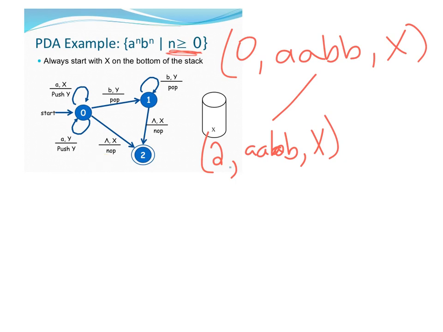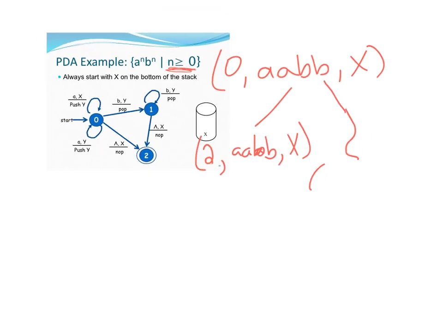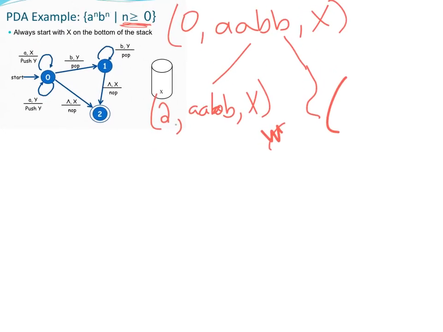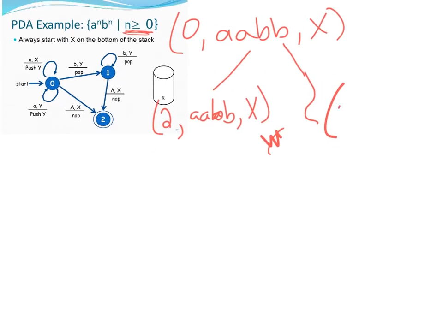So that's one option, and the other option is we can take this guy, stay at state 0, and push a Y. So in that case, we will be at state 0 still. We'll have shrunk our string. Our string will have used the first A up. And our stack will now have a Y at the front of it.